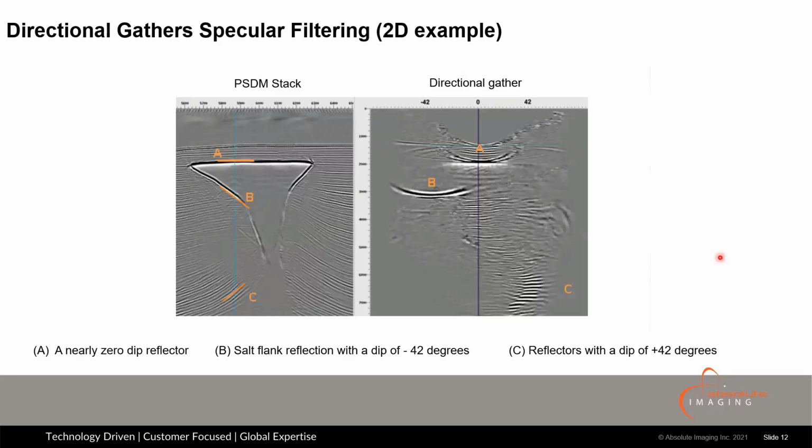Okay, so let me show one example in the 2D case. So this is the stack. There you have a map, let's say, three events that I marked: one horizontal, one with negative dips, and one with positive dips. And in the gather, in the 2D case, in the middle you have 0 dips, and negative on the left side and positive on the right side.